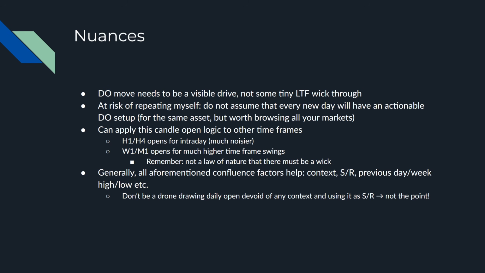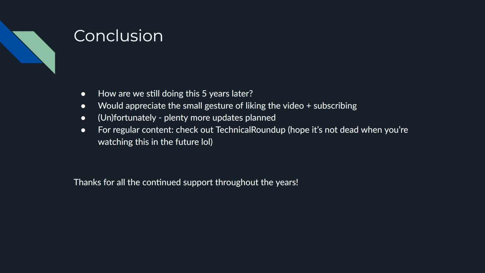All aforementioned confluence factors help, and the core of the setup relies on confluence factors. So support resistance, previous day or week high and low, all of the price action stuff that we've covered in the channel, covered in the top-down analysis video, covered in the entry triggers video, covered in the directional bias article, link in the description. All of that is, I think, a prerequisite to make sense of this. And you can see I'm really passionate about this point because, again, even the last bullet point is about the same thing: don't be a drone drawing the daily open devoid of any context and using it as support resistance. Not the point. Conclusion.